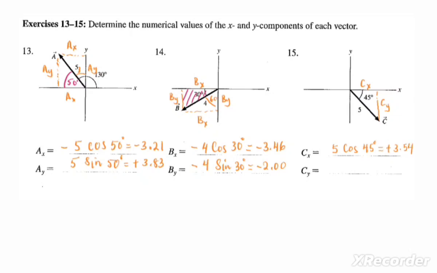3.54. And in the fourth quadrant, the y is negative. Negative 5 sine of 45. And that gives us negative 3.84. You must insert a minus sign when direction is negative.